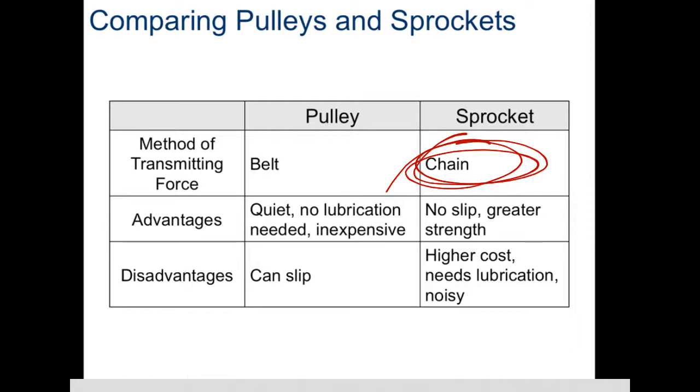So there's that. Look at this. It says all the stuff right here. Quiet, no lubrication needed, inexpensive, no slip, greater strength. Those are good things. Disadvantages: the pulley can slip, of course, and the disadvantages of a sprocket are higher cost, needs lubrication, and is noisy. If you don't want it to be noisy, like you want to keep your car quiet, that's one of the things you could do.